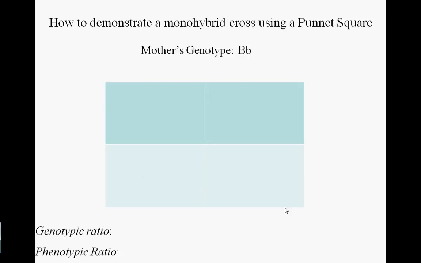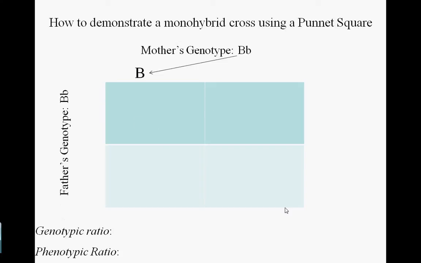So let's take, for instance, the mother's genotype is heterozygous. She has a big B and a little b for whatever particular trait. We can say brown hair in this case. Big B, little b. So she has brown hair. She's heterozygous for the trait. The father is also heterozygous for the trait. Let's say big B, little b, he has brown hair as well.